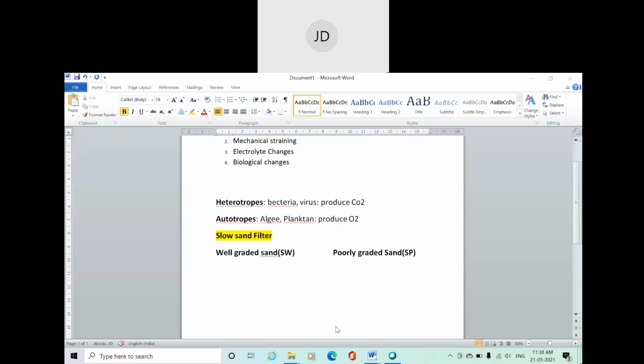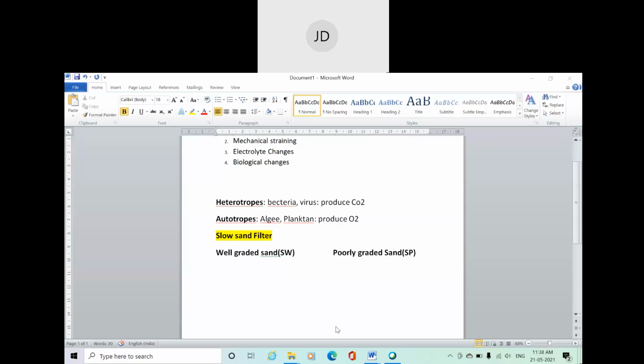By doing what? By scratching the top layer, because the layer is completely blocked. Then scratch it. Then again enter the new water sample on the top layer. Again, we have to wait for 2 days so that the biological film will regenerate. So like this you can go for it. So this is all about the slow sand filter.